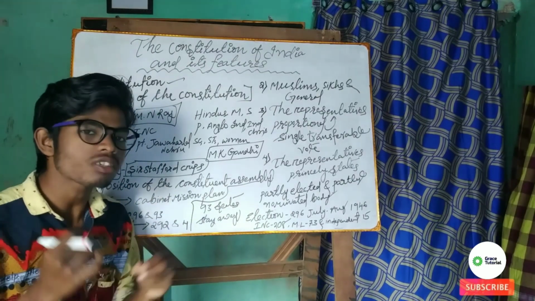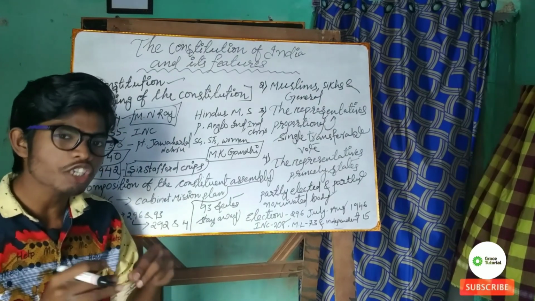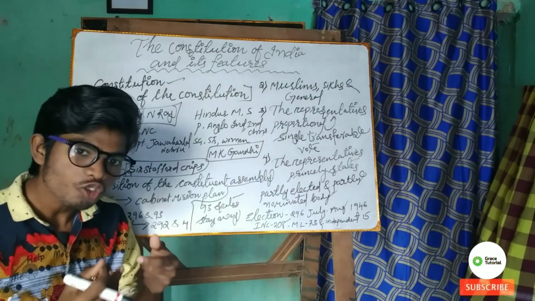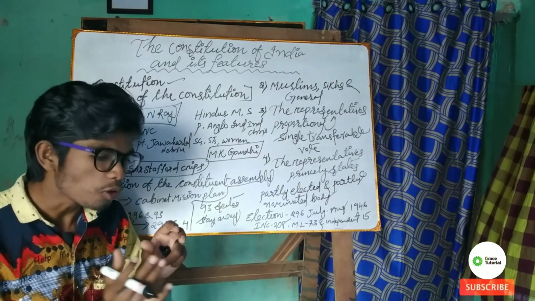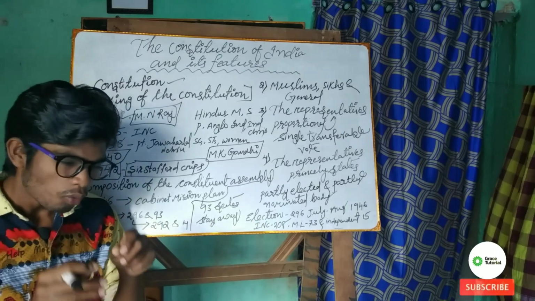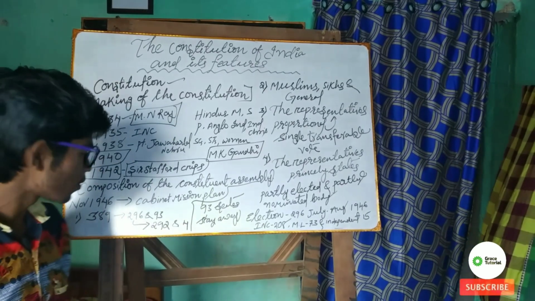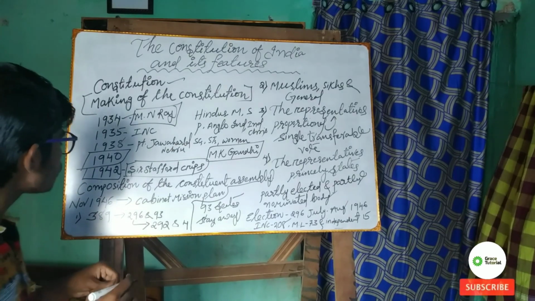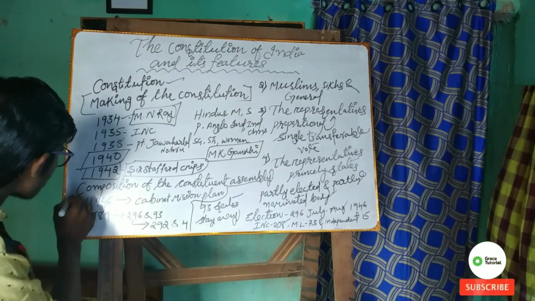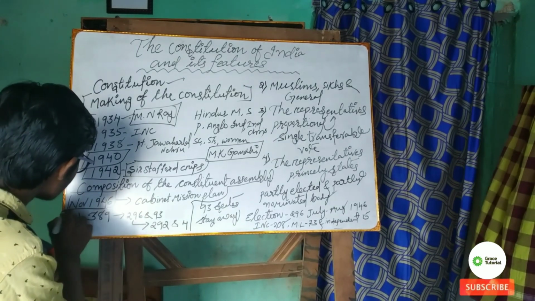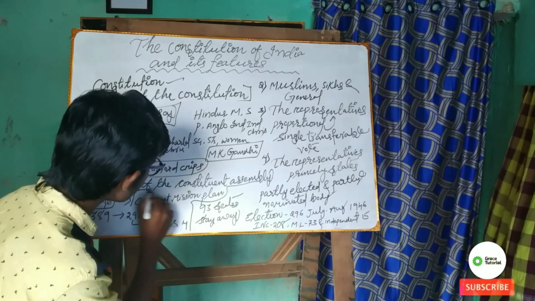Finally, a cabinet mission was sent to India. While it rejected the idea of a separate Constituent Assembly, it put forth a scheme that more or less satisfied the Muslim League. Now, the composition of the Constituent Assembly: the Constituent Assembly was constituted in November 1946 under a scheme formulated by the Cabinet Mission Plan.